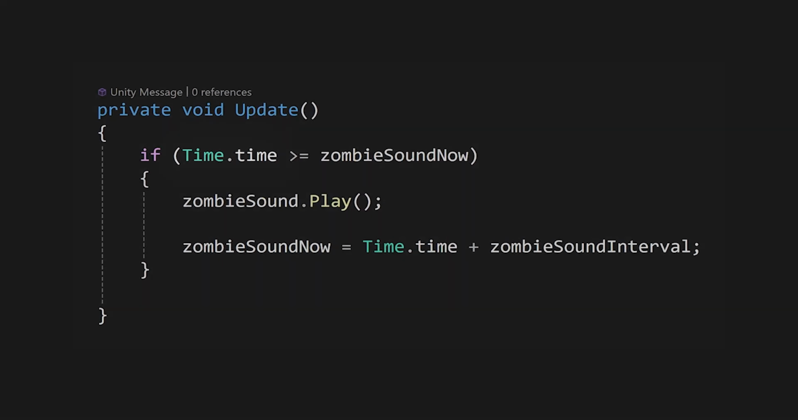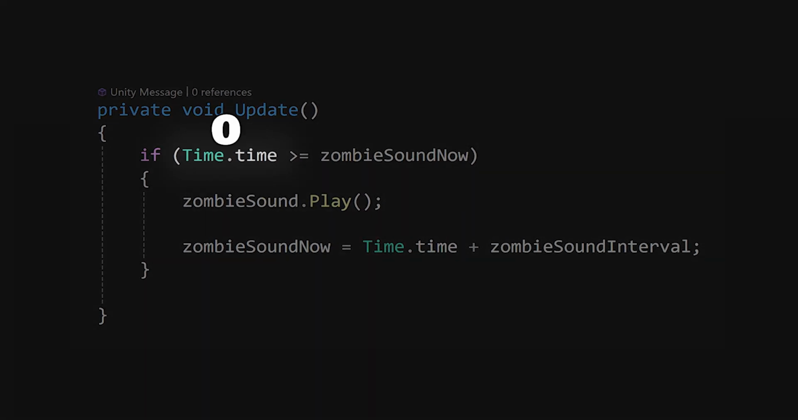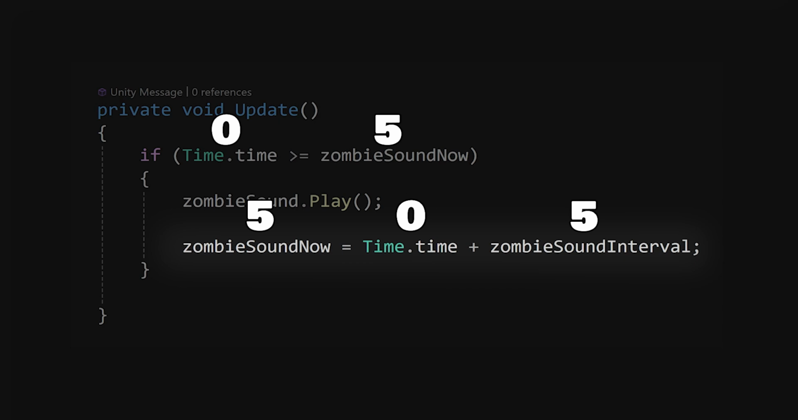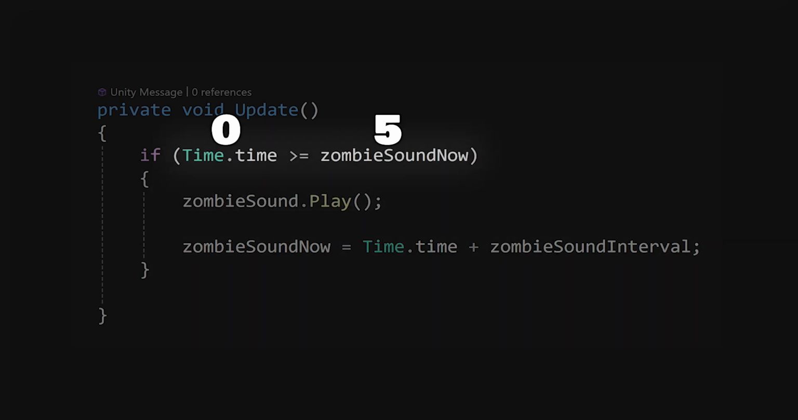So let's say our Time.time is 0. That means it's equal to our zombieSoundNow. We're gonna play the zombie sound, and then we're gonna set our zombieSoundNow to Time.time, which right now is 0, plus our zombieSoundInterval, which is gonna be 5 seconds. Then our if statement will be false, because our zombieSoundNow variable is gonna be at 5. The sound will not be played until Time.time reaches also 5, so after 5 seconds, this is gonna be true again.